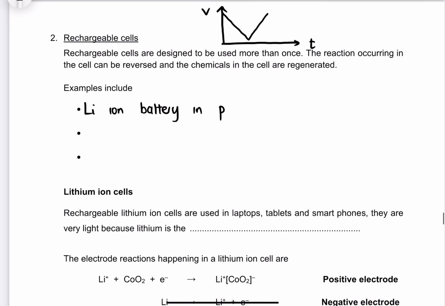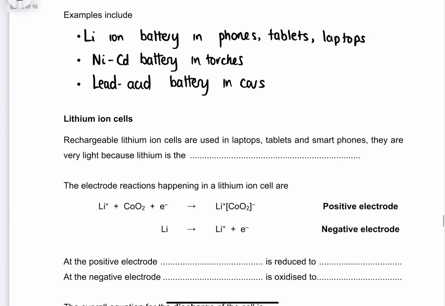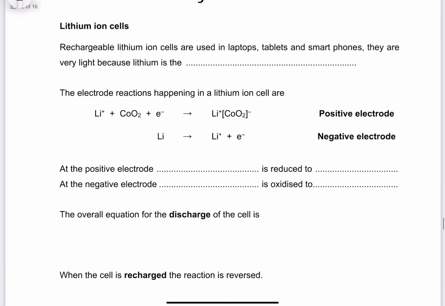in phones, tablets and laptops, and even cars nowadays, or the sort of nickel cadmium batteries that might be in rechargeable torches, or the lead acid battery that might be in your car. These are all rechargeable batteries. We're going to look at lithium ion batteries in particular, the sort that are in our phones.